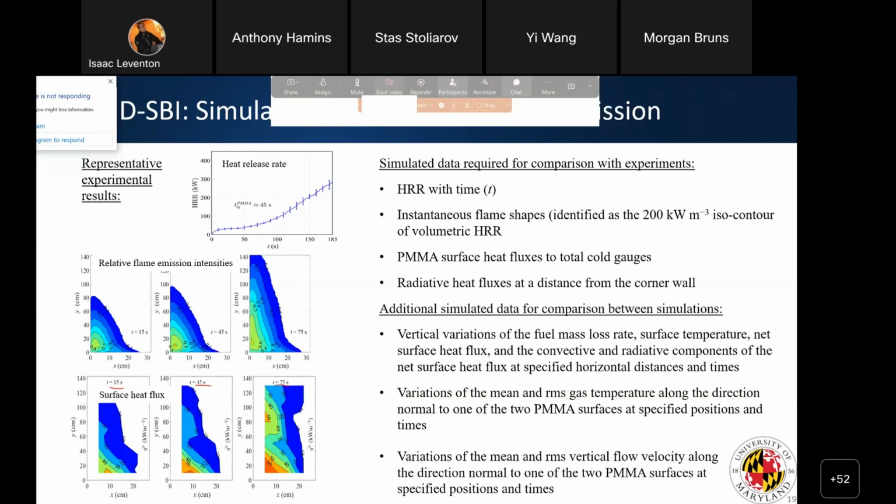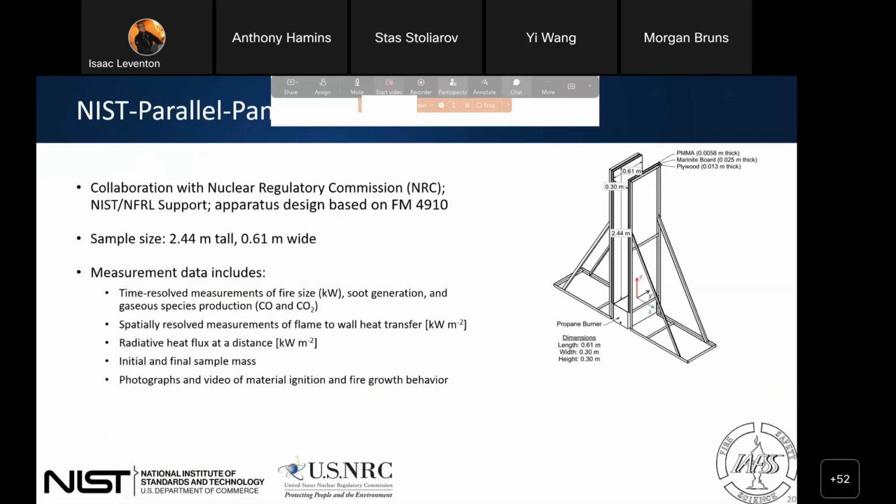Great. Okay. So I have a warning message saying that everything is frozen, but could you let me know if you're still seeing slides change? Do you hear me saying anything? Yep, I hear you and see slides changing. All right, well, that's a WebEx issue on my end, but as long as you can see, that's great.